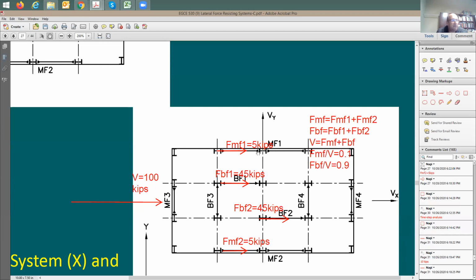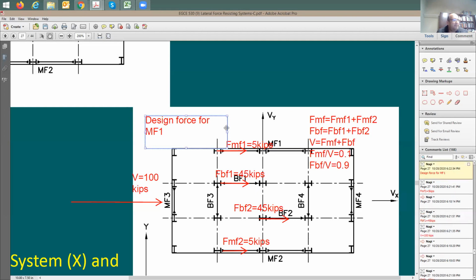Now, what is the design force for this one moment frame only? I'm going to say the design force for one moment frame only, not all moment frames. I need to put it right here: design force for MF1, moment frame 1. Now, how is this going to get done? Okay, I need to think about this. Based on this force analysis, the force at MF1 based on stiffness analysis and system distribution says here 5 kips.